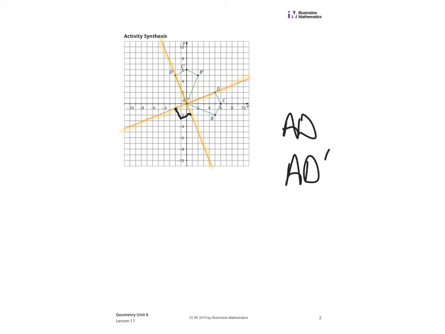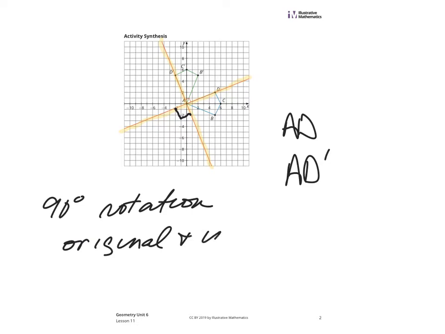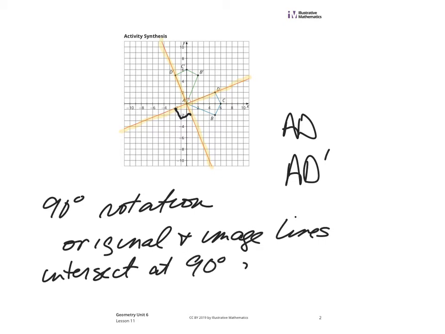So to summarize, that 90-degree rotation means that the original and the image lines intersect at 90-degree angles, which means the lines are perpendicular. That's the perpendicular sign if you remember it from long ago.